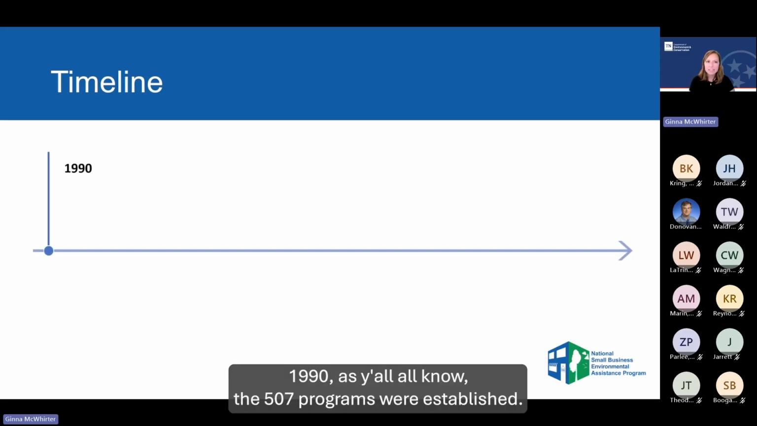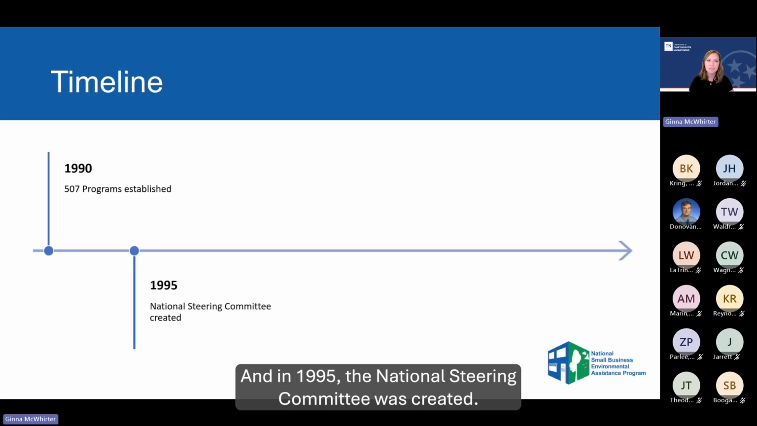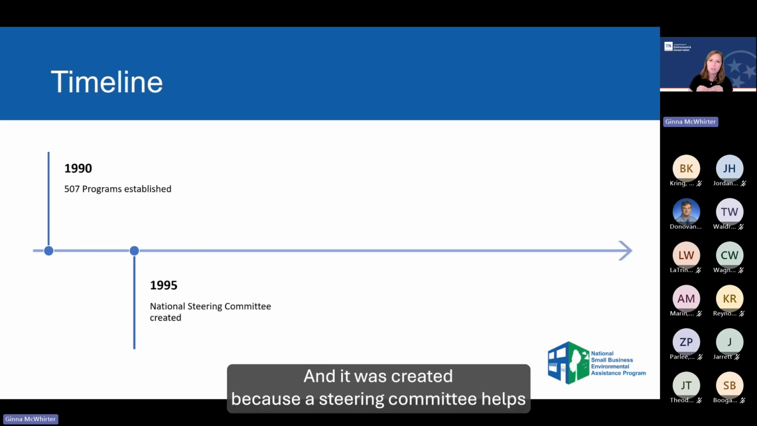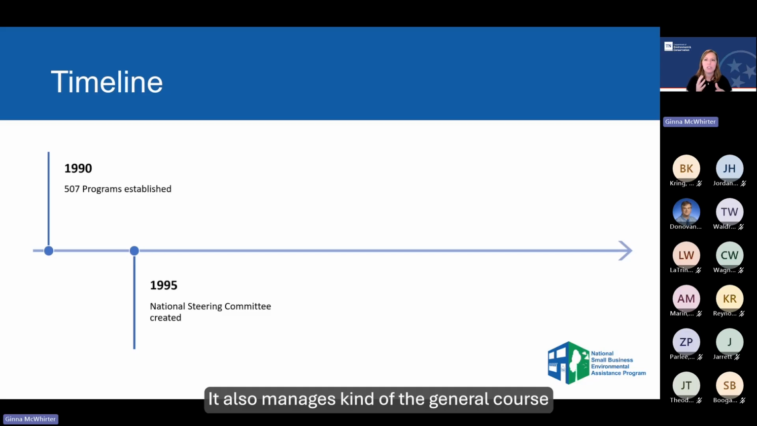So in 1990, as y'all know, the 507 programs were established. And in 1995, the National Steering Committee was created. And it was created because a steering committee helps decide on priorities or order of business for an organization. It also manages the general course of the National SBEEP operations. And it was created to be a support for the national network of state SBEEPs.